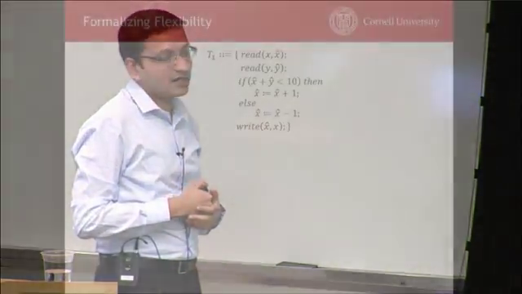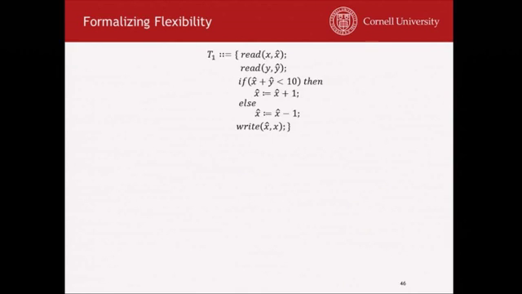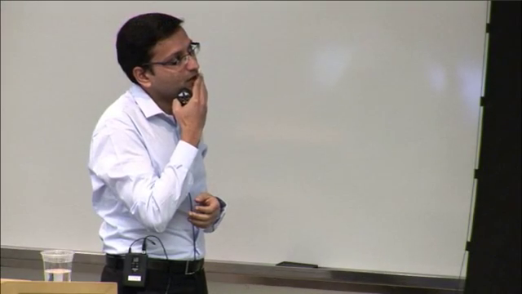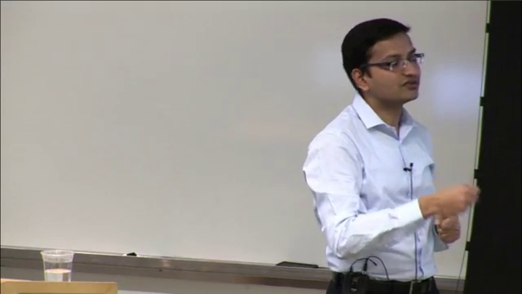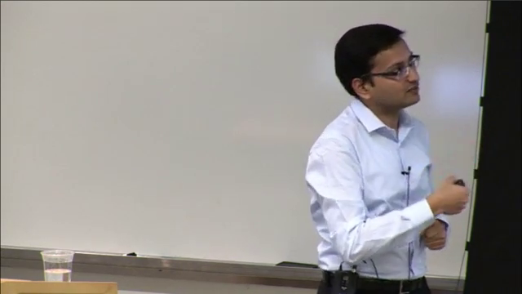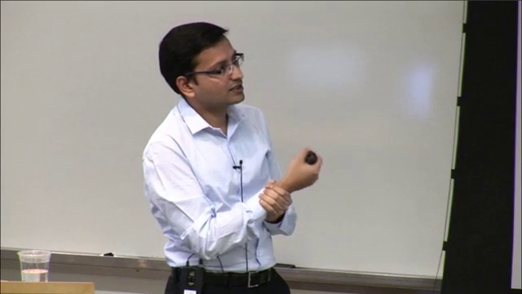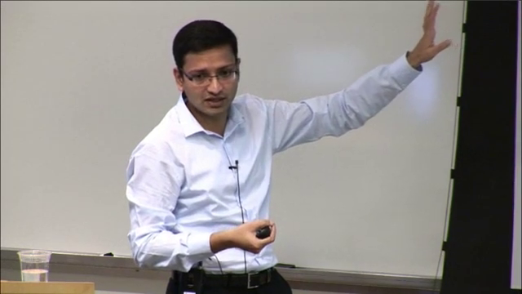Assuming that transactions are expressed in this language, this is how a transaction would look. It has a read statement, and I use the hat notation to indicate local variables. The non-hat variables are stored in the database. So the read x hat would read the value of x from the database into the local variable x hat. Read y would do the same for y. Then the transaction checks if x plus y is less than 10. If so, it increments x. Otherwise, it decrements x. And finally, it writes that value back into the database. This is going to be my running example for the rest of the talk.